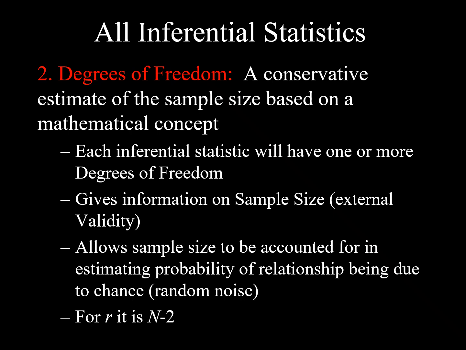So for example, if I was looking at a correlation r, degrees of freedom 3, I would know that the size of that study was probably 5. If I saw an r, degrees of freedom 98, most likely that's 100 people in that study. So it allows sample size to be accounted for in estimating the probability of the relationship that is being due to chance, the random noise.